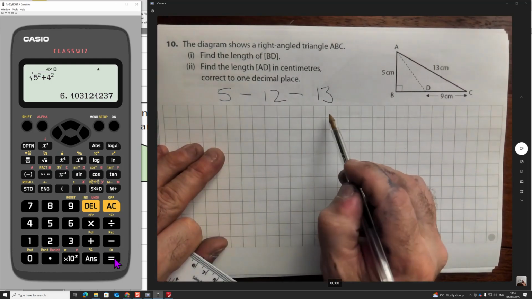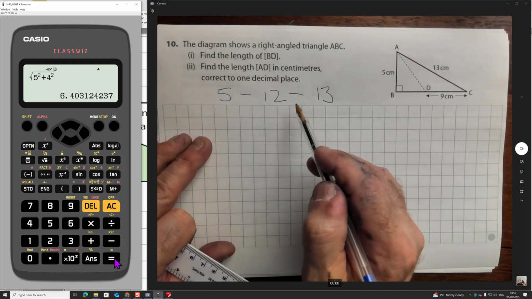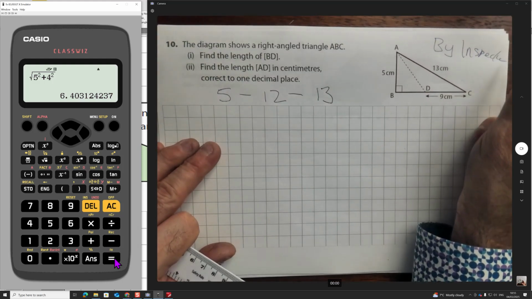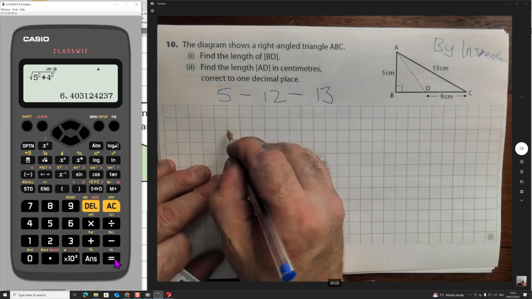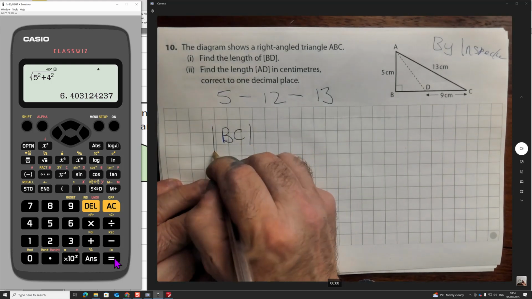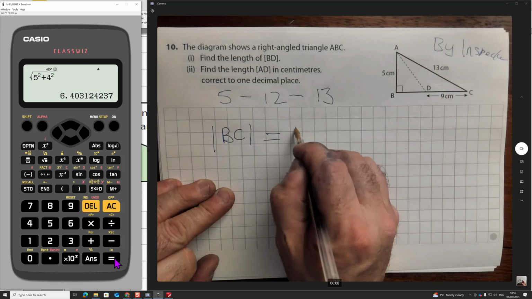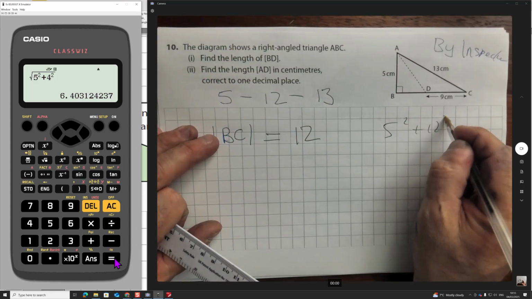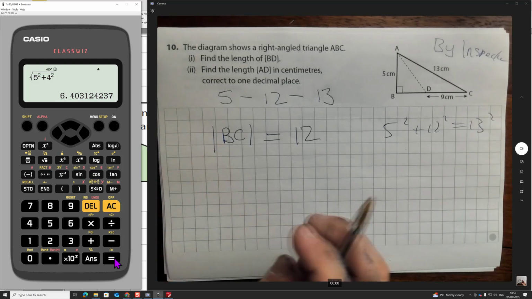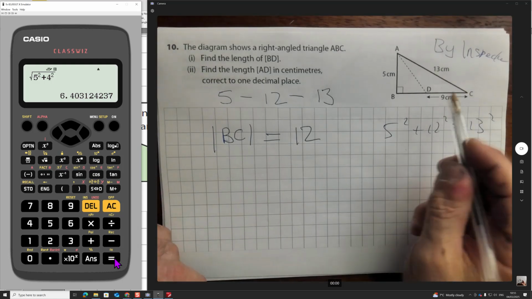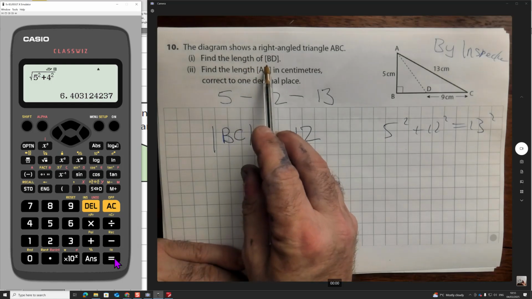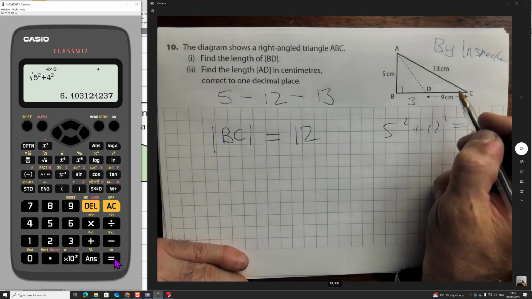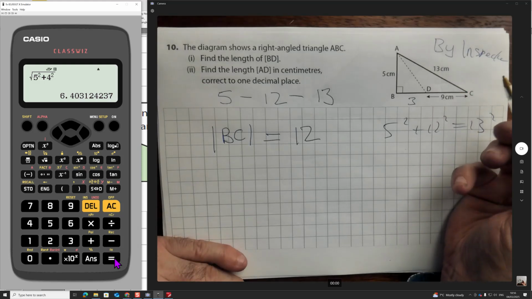It's the second most famous Pythagorean triplet. So from that, I'm going to do it by inspection, which means that the length BC equals 12. And if anyone has any doubts, you can write that. If the length BC is 12, we'll be able to answer anything else. So find the length of BD, 3. There's probably no other way of doing it.